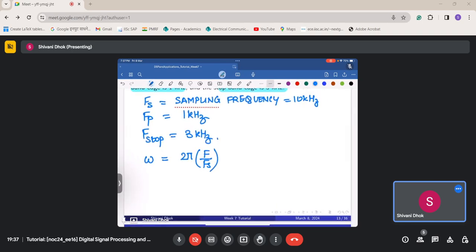Using this formula, my omega p will be equal to 2 pi into 1 kilohertz upon 10 kilohertz. This comes out to be 0.2 pi. And similarly omega stop will be equal to 2 pi into 3 kilohertz upon 10 kilohertz, which comes out to be 0.6 pi.